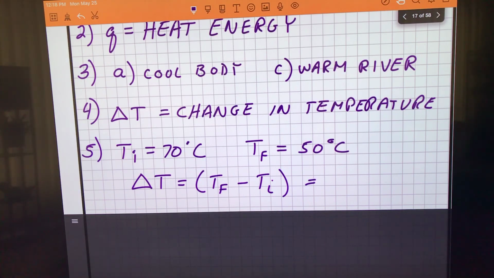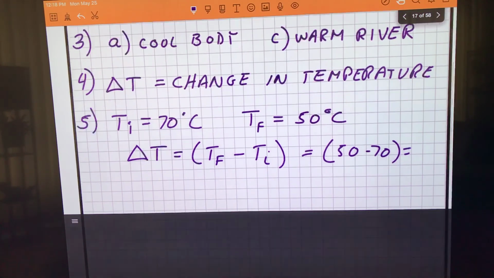And so we're going to get 70, got it backwards, 50 minus 70 is negative 20. And it is okay that we have a negative. That negative is a good thing. It's an okay thing. It just says that the temperature went down, all right, which is negative.